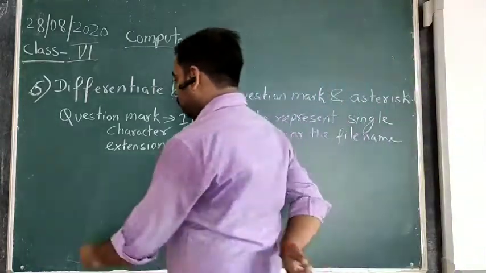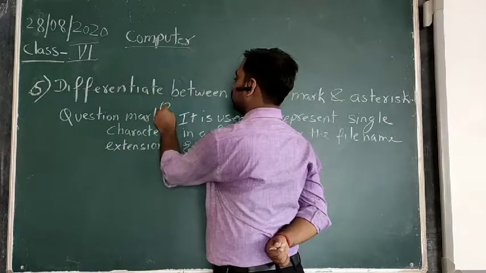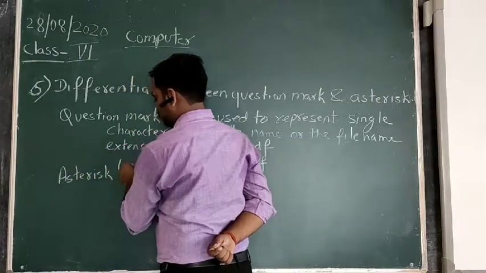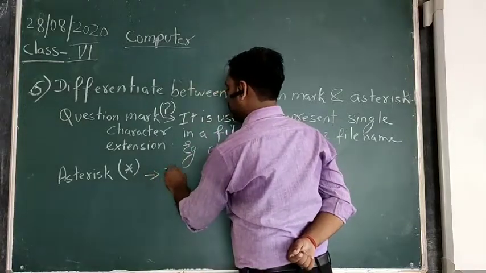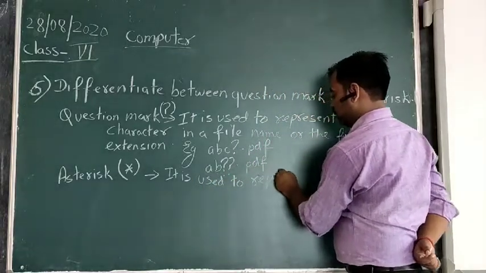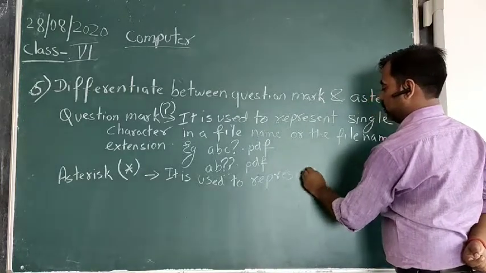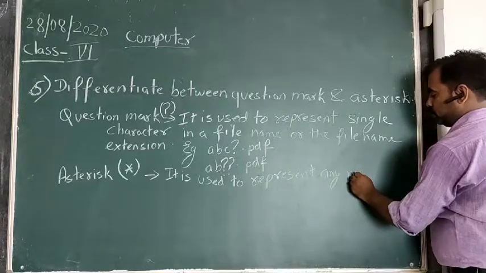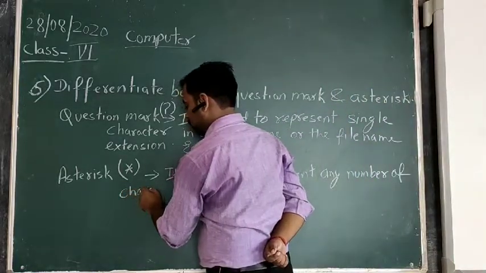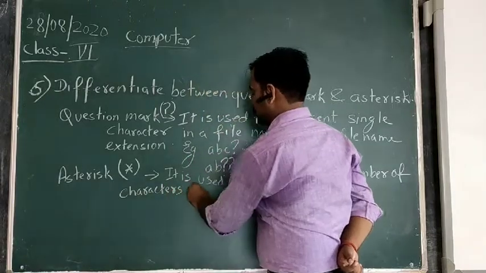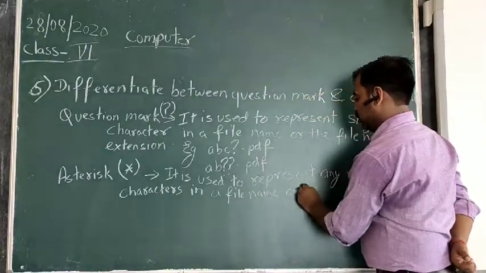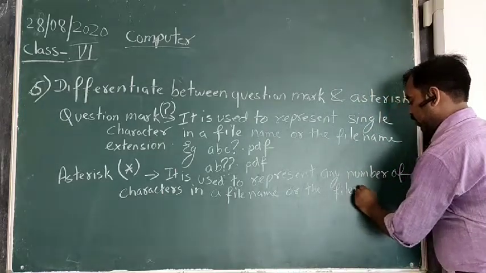Whereas the asterisk is used to represent any number of characters in a file name or the file name extension.